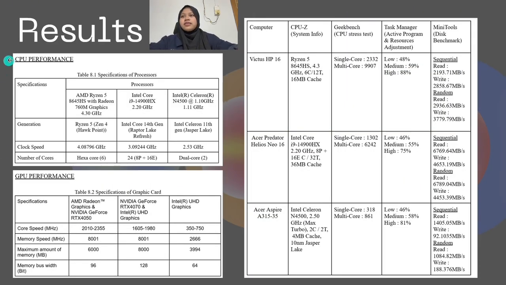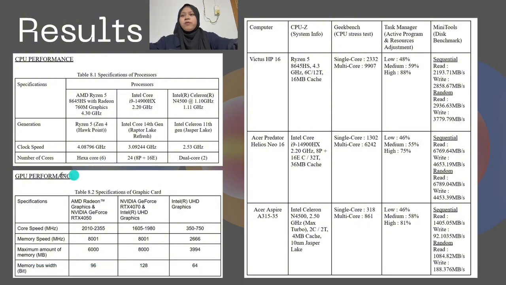And then this is the CPU performance that we have, the information, which is the specification for generation, clock speed, and number of cores. Computer 1 has hexa core, which is 6, computer 2 has 24, and computer 3 has dual core, which is 2. And then this is the generation that we had, and the clock speed, where computer 1 has a higher clock speed than anyone else there.